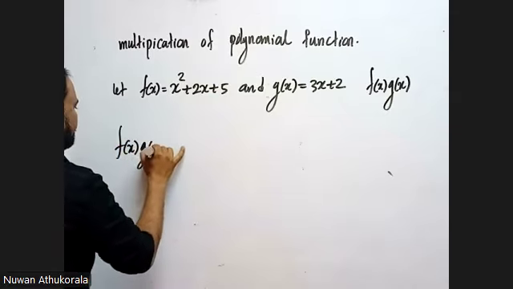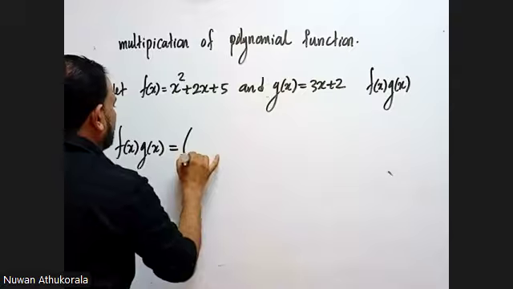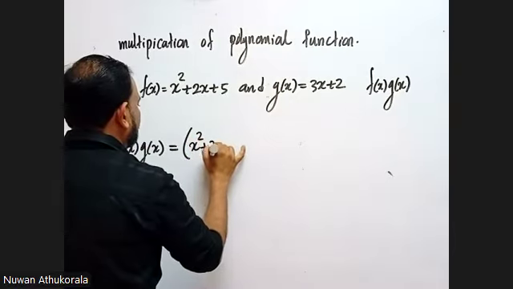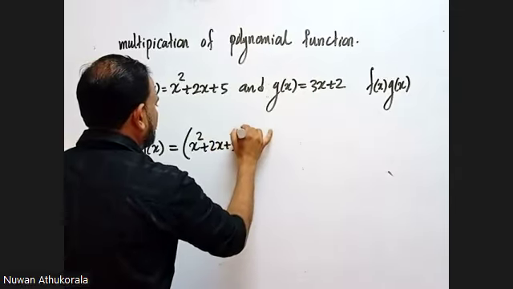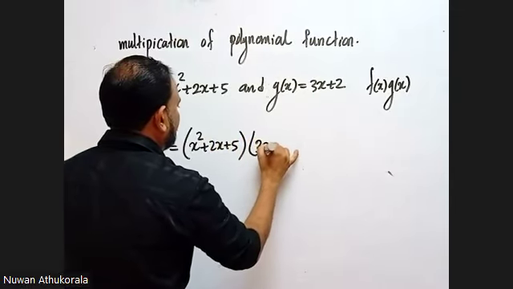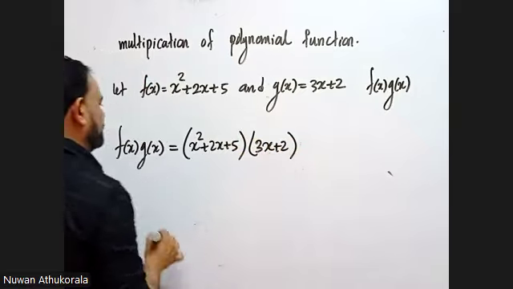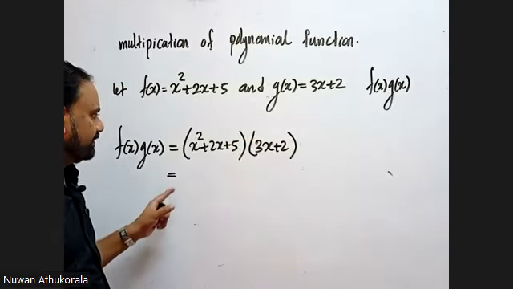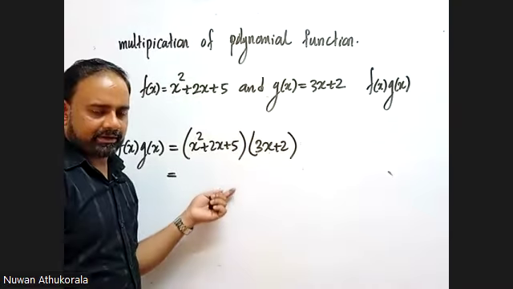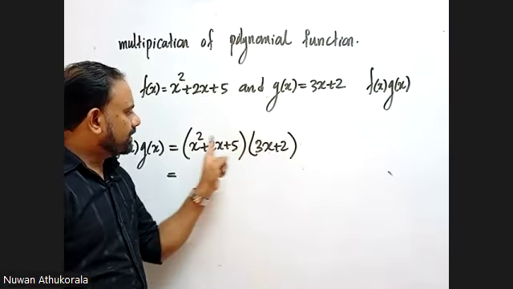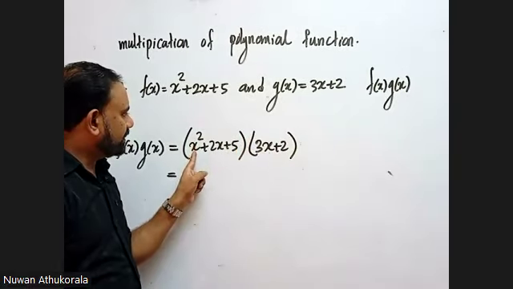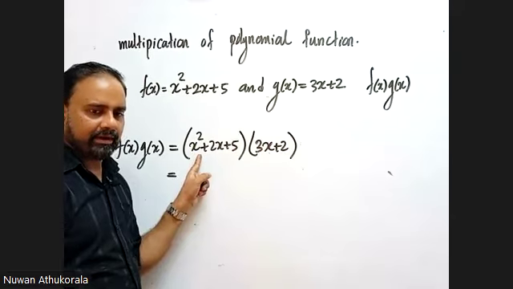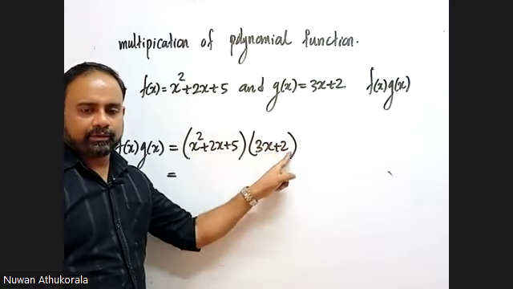f(x) into g(x) equals, use a bracket to write function f(x), x squared plus 2x plus 5, times g(x), 3x plus 2. Right. How to simplify this product? All terms of the first bracket should be multiplied by 3x and 2.